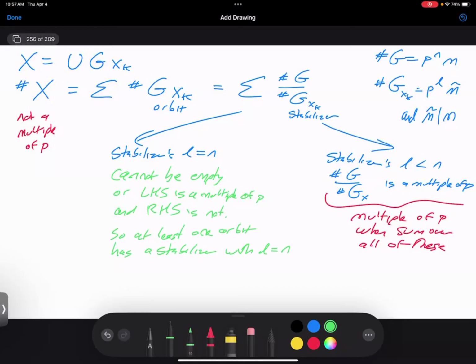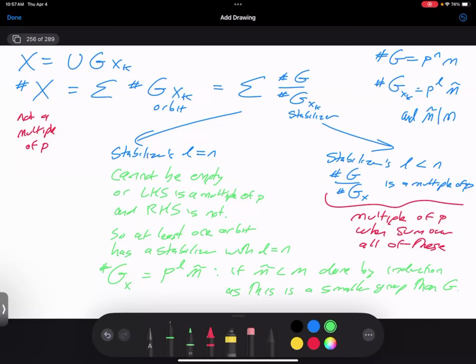So we know that the order of that G sub X is P to the L times M tilde. If M tilde is less than M, we're done by induction, as this is a smaller group than G. So we know there has to be at least one orbit, at least one X, so that its stabilizer has the same number of P's as the full group. If the corresponding M tilde is equal to M, we could be in trouble. As long as M tilde is less, then we have a smaller group, and by induction, we're done.